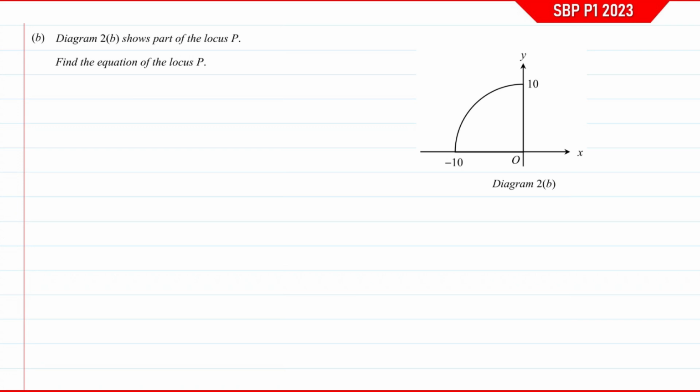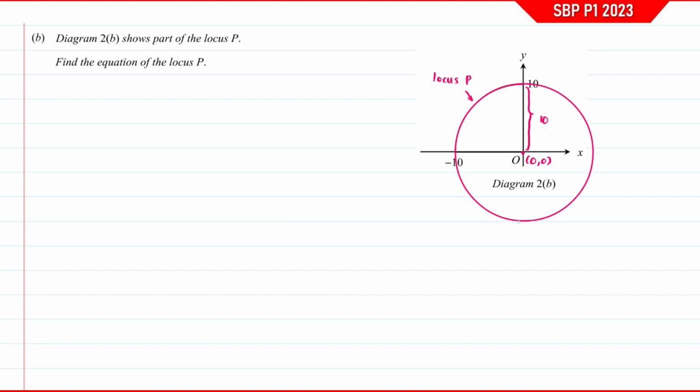Question B. Diagram 2b shows part of the locus P. Find the equation of the locus P. So here the locus P is a quadrant of a circle. So here the locus P is a circle with the center at the origin. And the radius of this circle is equal to 10 units.